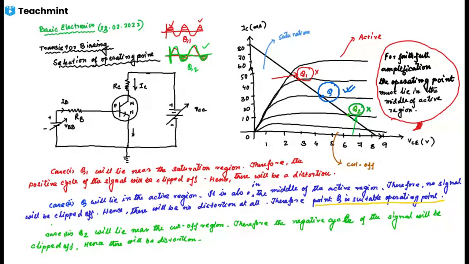Okay, so no problem, I think, because nobody has answered. So I will go for the next part. Next is called the bias stabilization. What do we mean by stabilization of a biasing circuit? So we will go for the bias stabilization circuit.